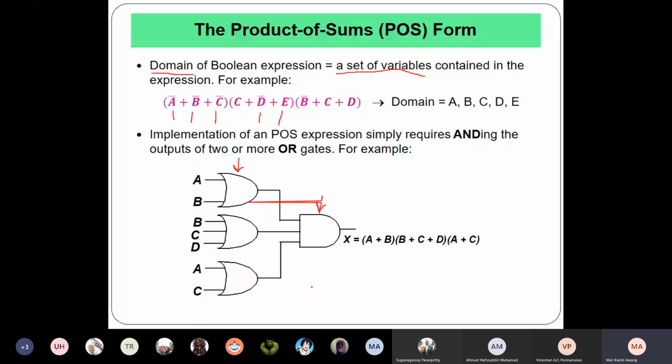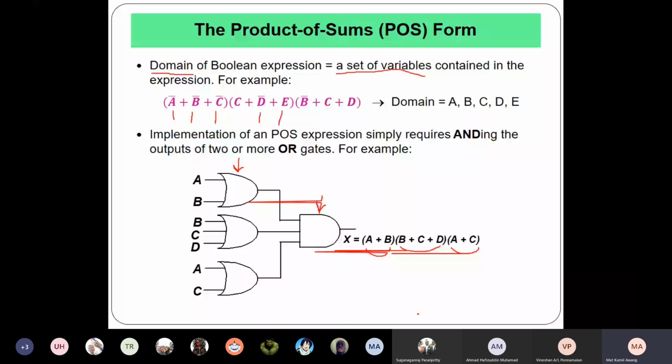Okay, so the first one is A or B. The second one is B or C or D. The third one is A or C, then you AND. So this is the product of sums.